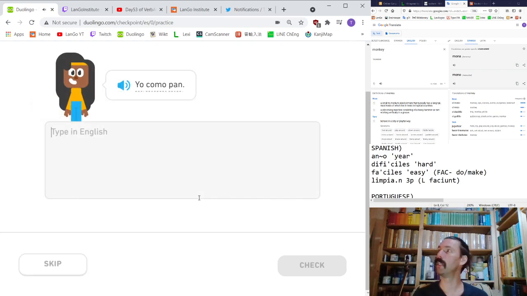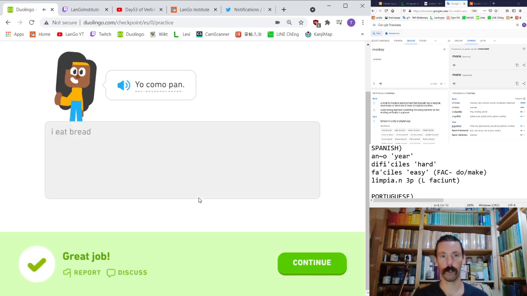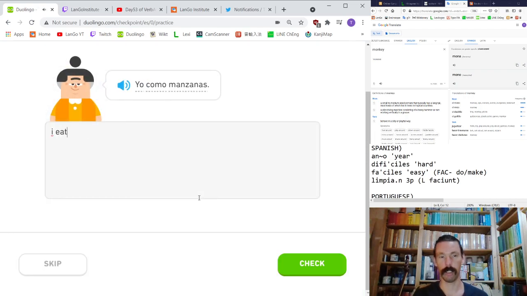It's interesting, bebit, it stayed a B there. That's what it was in Latin too. It didn't just go in Spanish. Yo como pan. I eat bread. Yo como manzanas.